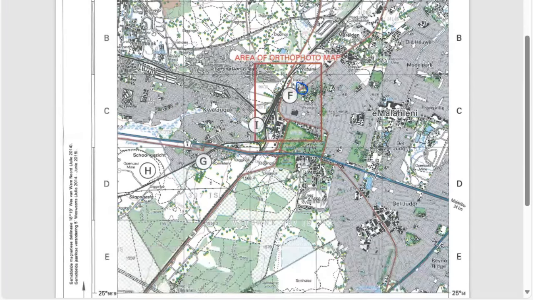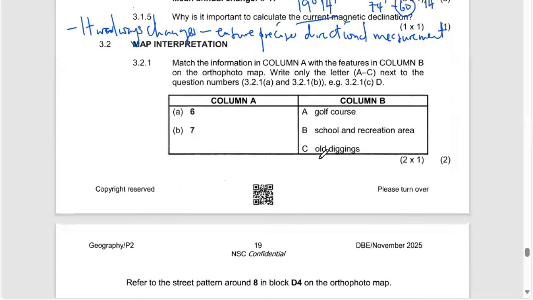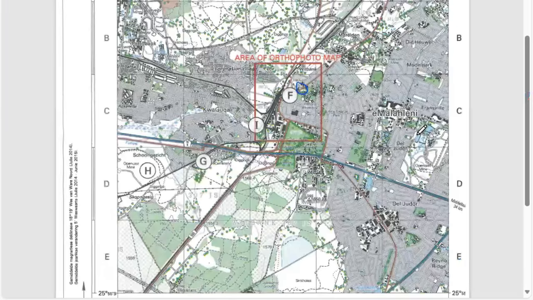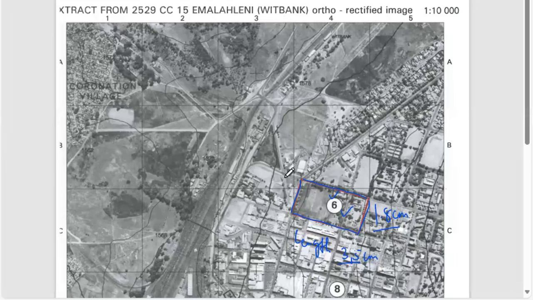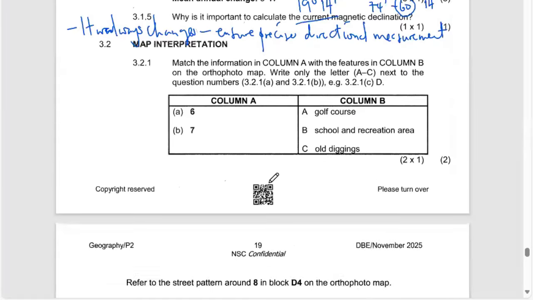For that reason, we come back to our question to justify. We can see here, but we cannot always figure out whether it's a school, a church or an industry on the orthophoto map. But there's a school here, and this is a recreational facility within a school environment. So for that reason, we can safely conclude that area 6 is a school recreational area. It matches with B, school recreational area.